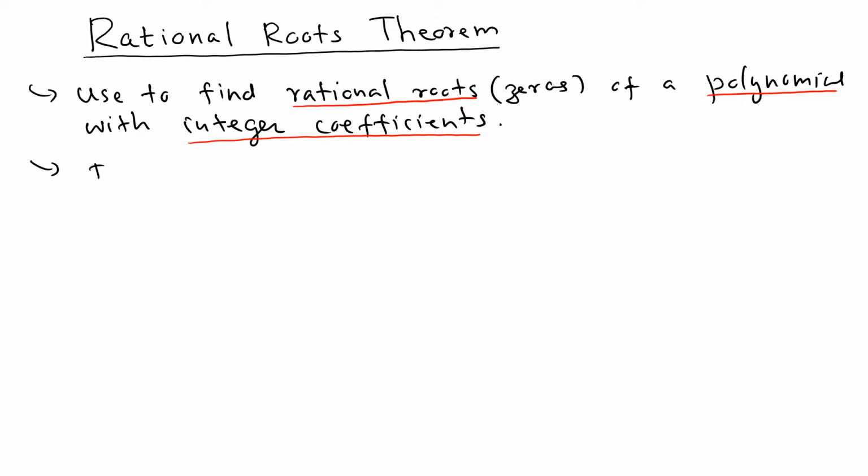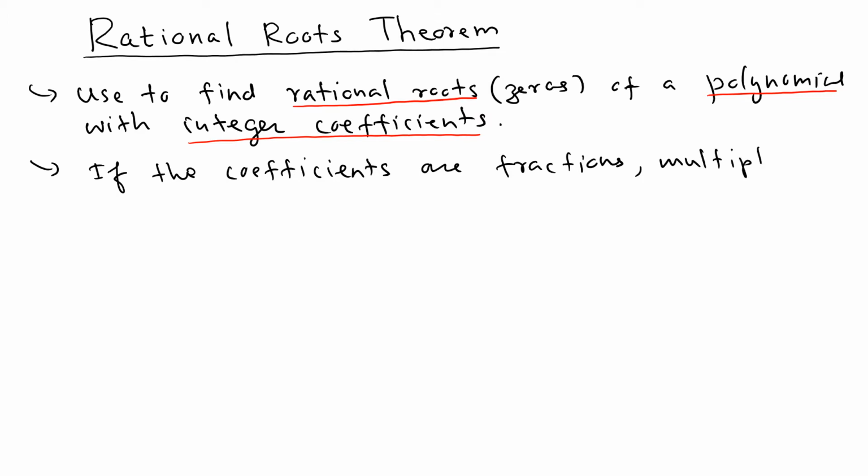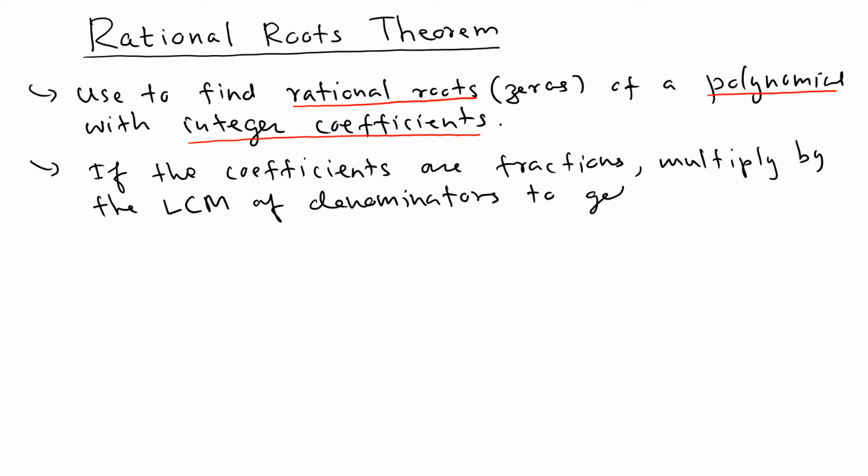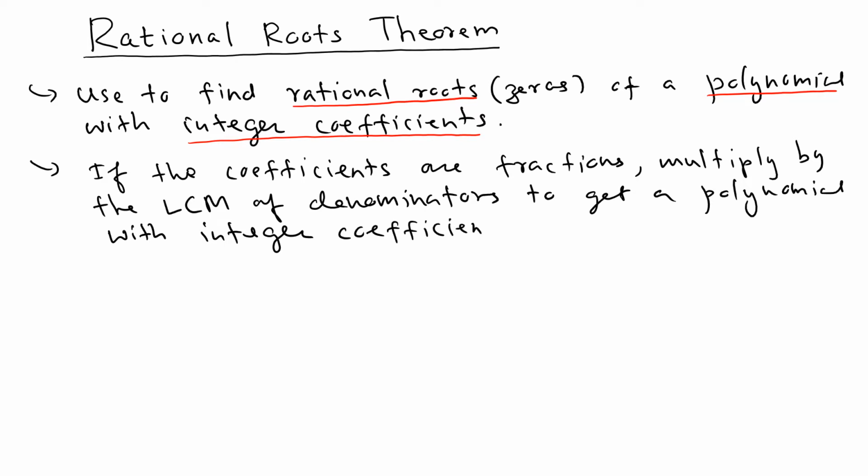So let's write it. If the coefficients are fractions, they are multiplied by the least common multiple of denominators to get a polynomial with integer coefficients. So we can do that.